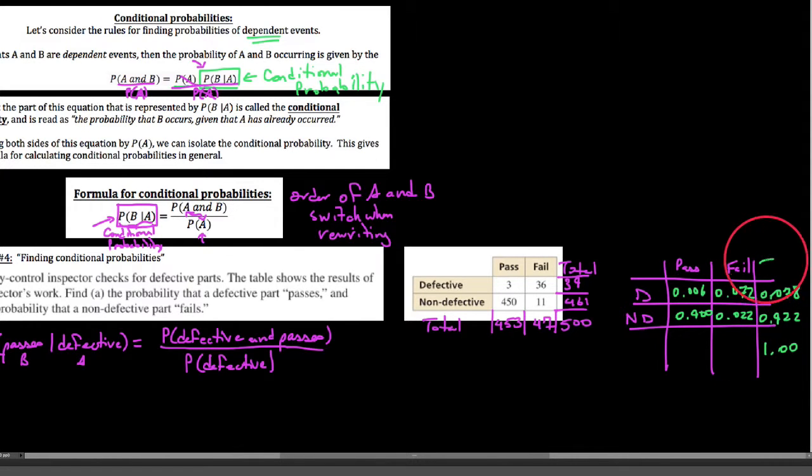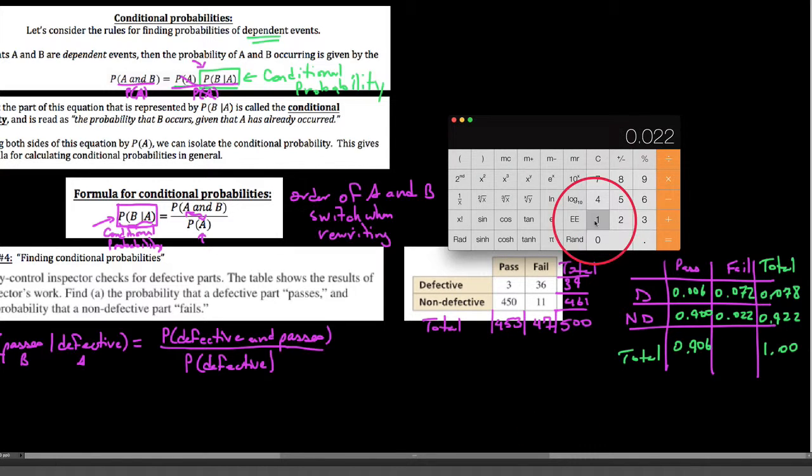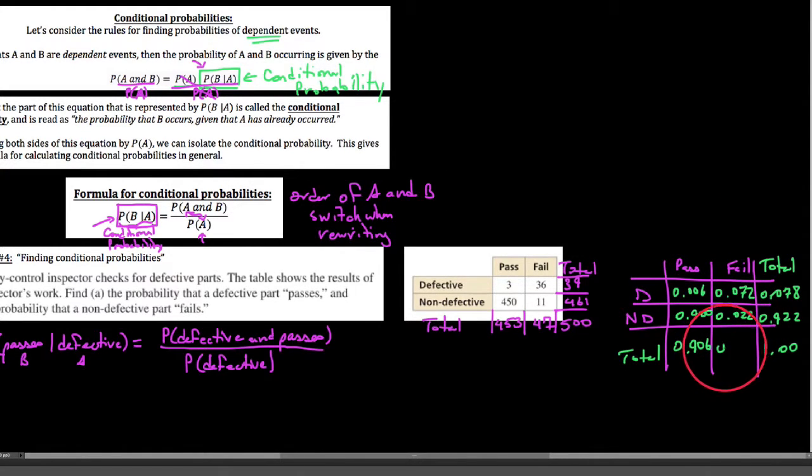We say this is our totals here, our margins. And so looking down here, we would say this adds up to 0.906. If we were to look at, let's take 1 minus 0.906, we get left over the 0.094 that we would have gotten had we added vertically here, 0.094.